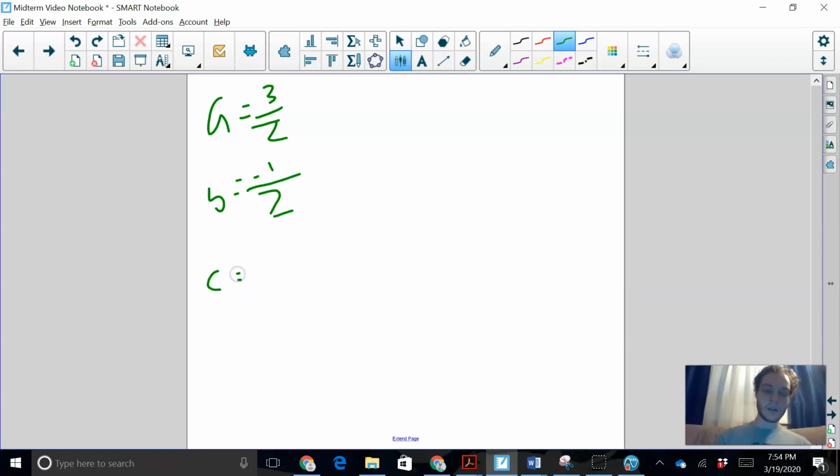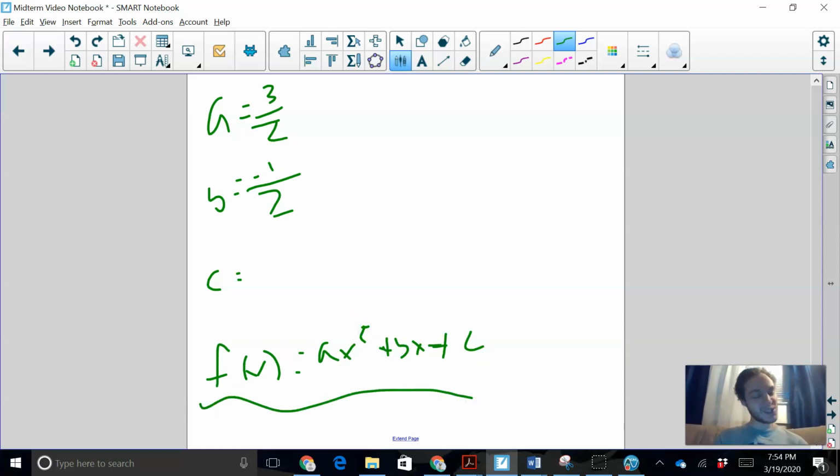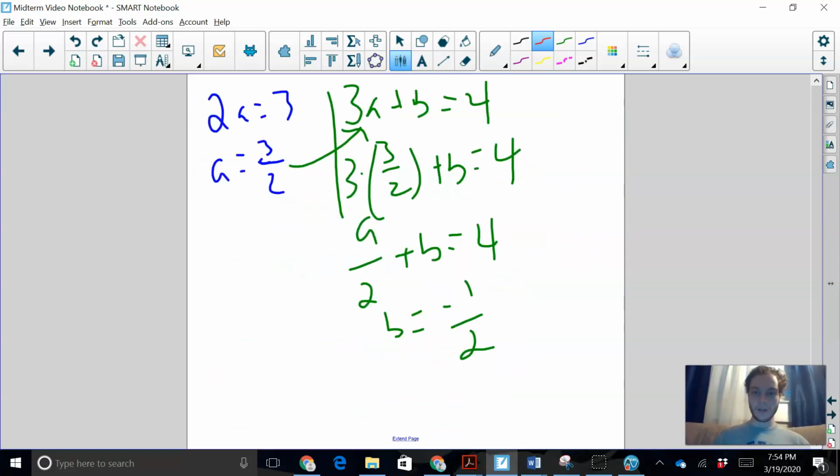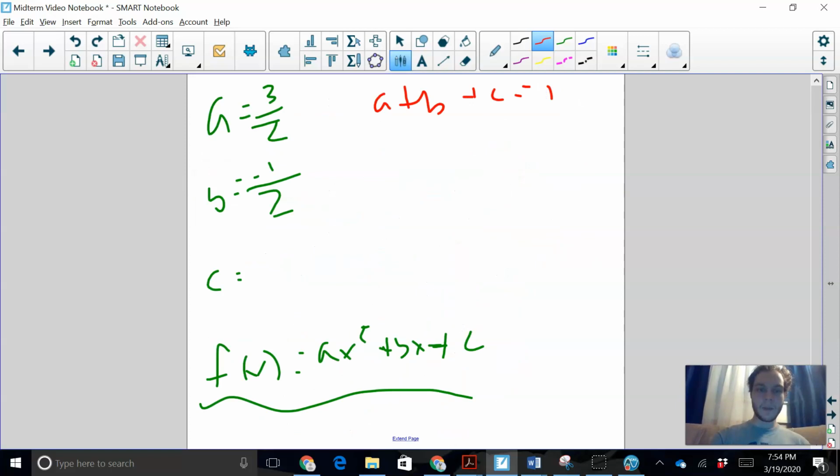So now we got to find c, because we know the standard form of a quadratic is f of x equals ax squared plus bx plus c. This should look something like your tennis ball activity. We're going to click knowledge. So we know that a plus b plus c is equal to the first entry in the table, which is 1. So we can substitute our information here. 3 halves plus negative 1 half plus c equals 1.